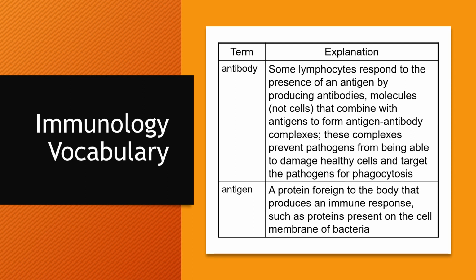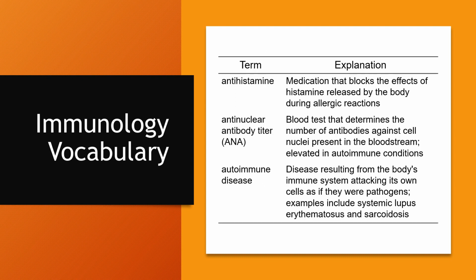These proteins are present on the cell membrane of bacteria, or they might be visible in viruses. An antihistamine is a medication that blocks the effect of histamine that's released from the body during an allergic reaction. Antinuclear antibody titer, abbreviated ANA.